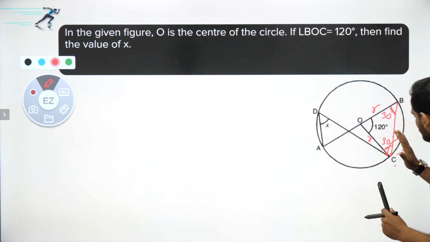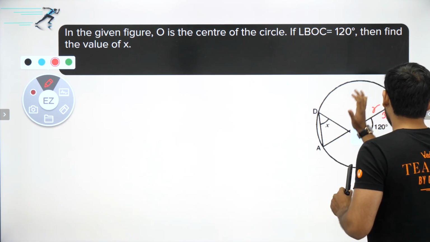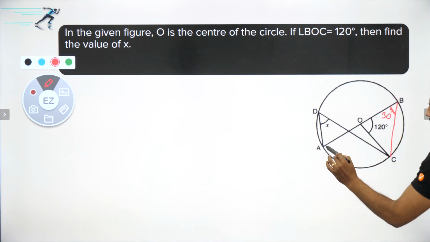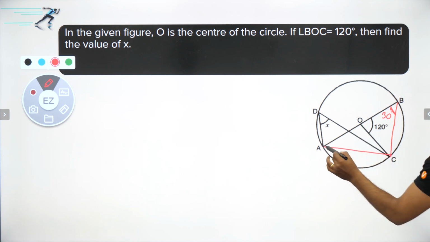Whatever is needed now, I'm only keeping that part, the rest I am removing. Okay, chalo. And let me join AC.